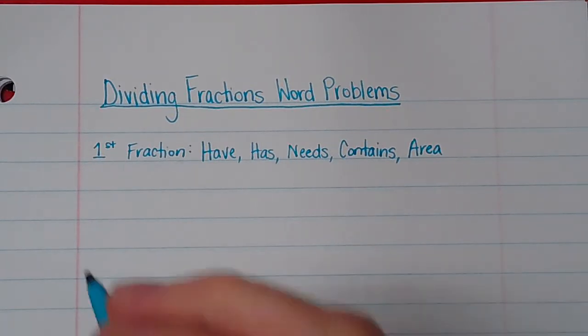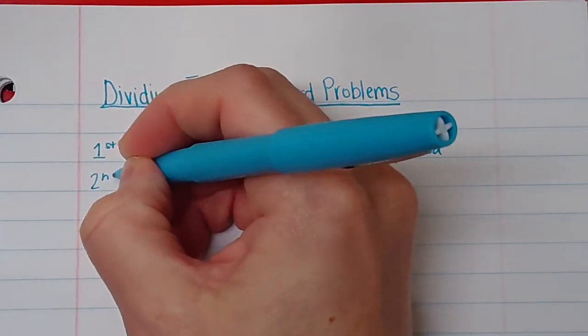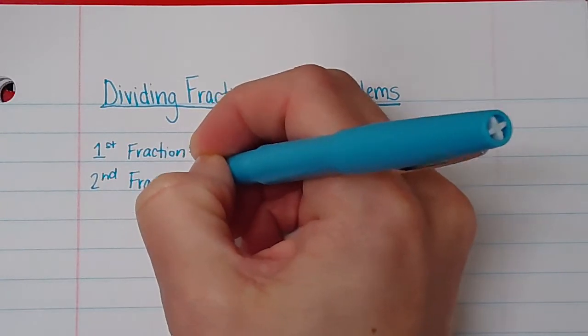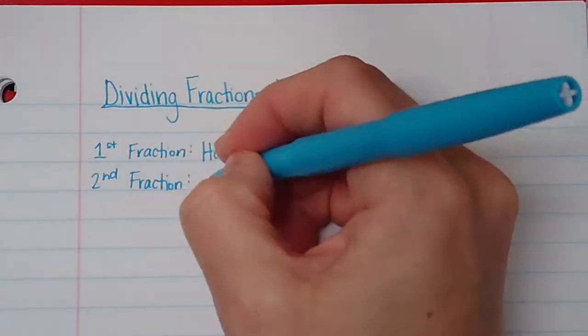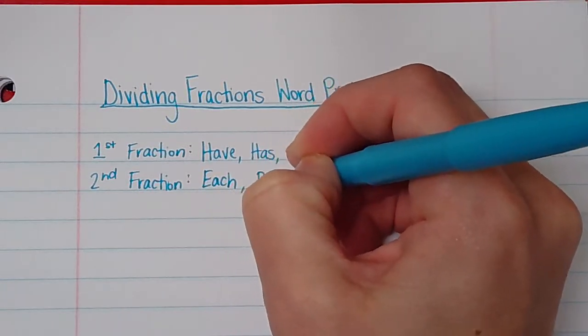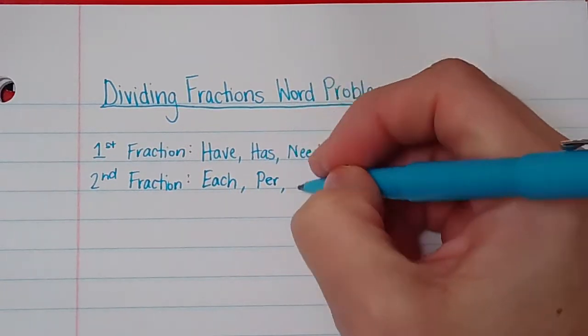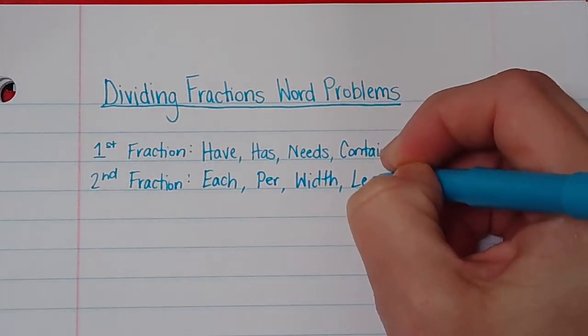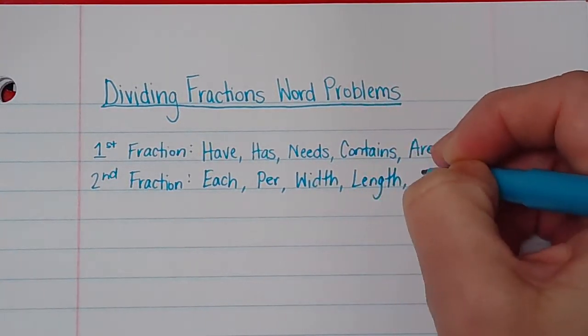Or you can have your second fraction, and these words will tell you that it's going second. Each, per, those are the main two. Width, length, and serving.